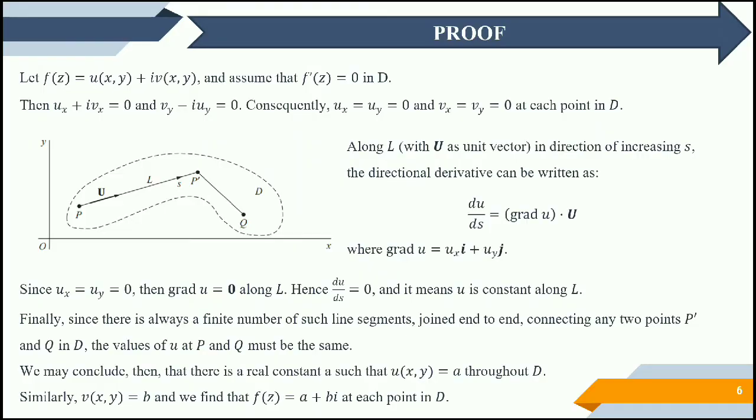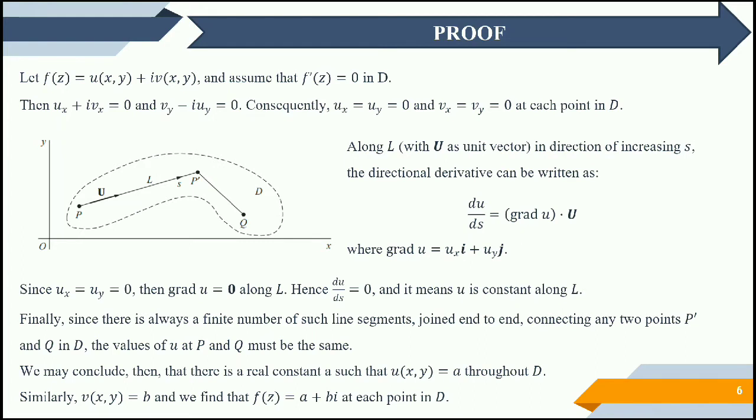Let f(z) equal u(x,y) plus i v(x,y) and assume that f prime of z equals 0 in the domain D. Then based on the Cauchy-Riemann equation, we have that u_x plus i v_x equals 0 and v_y minus i u_y equals 0. Then consequently, we have that u_x equals u_y equals v_x equals v_y equals 0 at each point in the domain D.